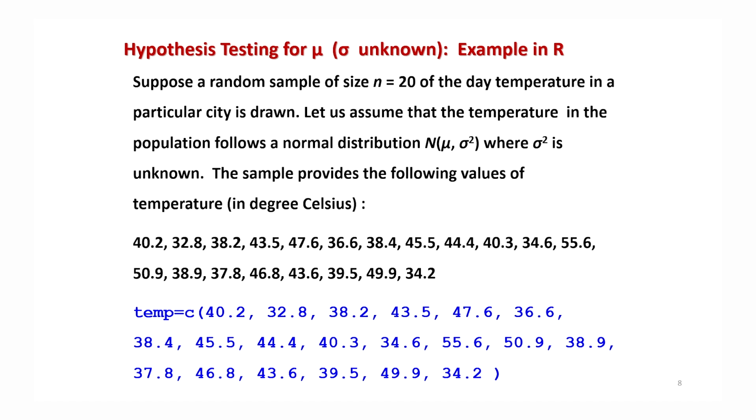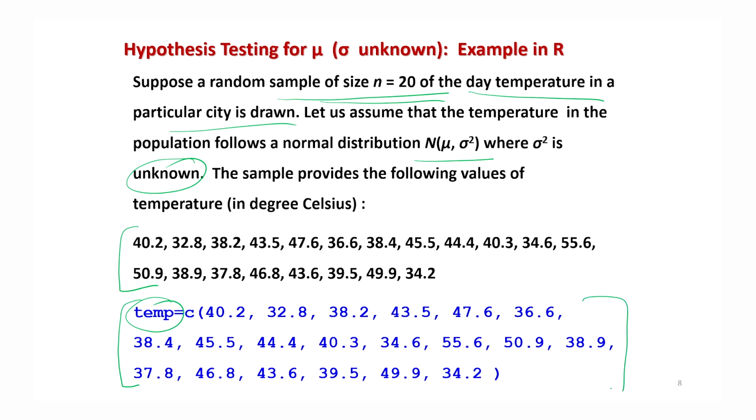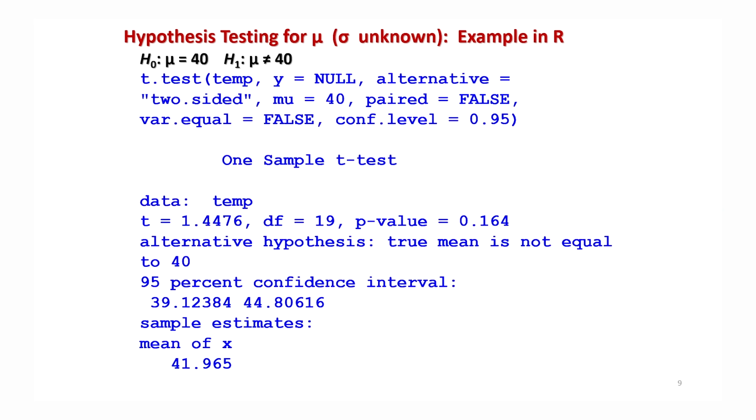The data is about a random sample of size 20 observed on the day temperature in a city, and we assume that this temperature follows a normal distribution with mean mu and variance sigma square, where sigma square is unknown. The temperature values in degrees Celsius are recorded in a data vector temp. Now I want to test the hypothesis H0: mu equal to 40 versus H1: mu not equal to 40. So this is basically a two-sided test.